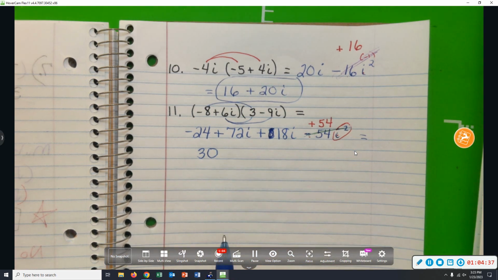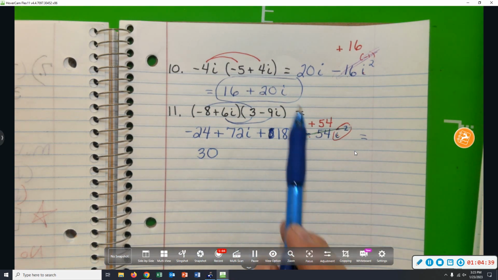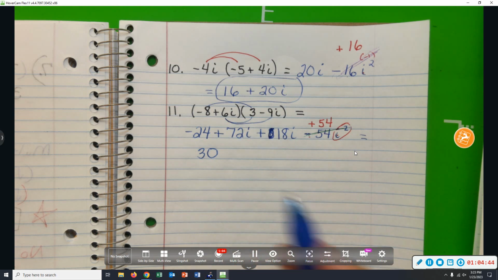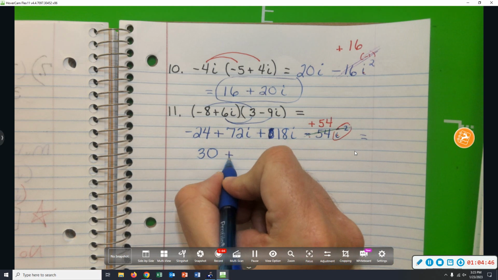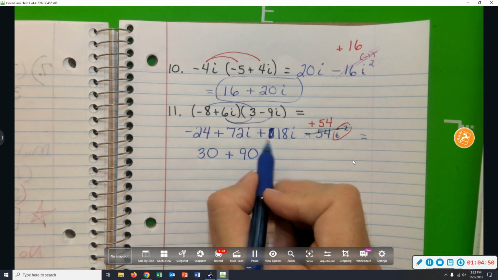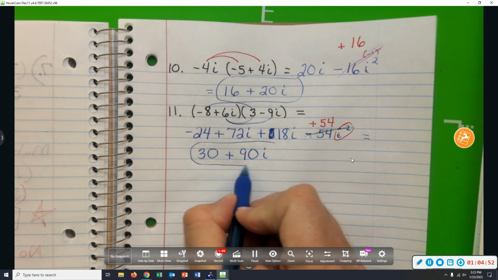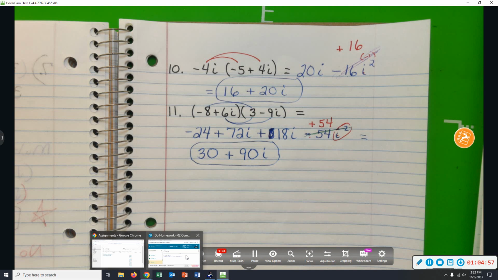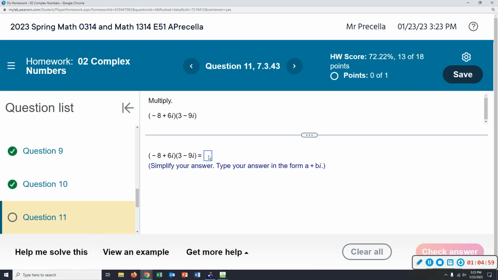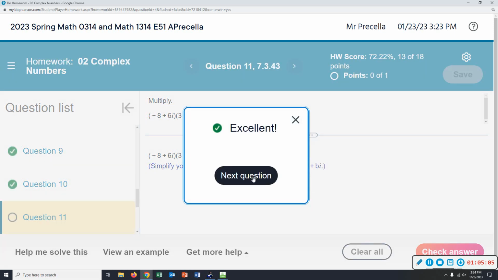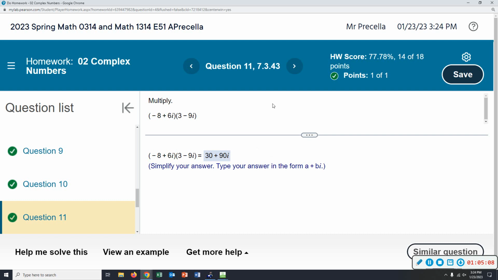Now combining the i terms, 72i plus 18i is 90i. And I just can't help it. I've got to say it. Don't add the 30 and 90. Those aren't like terms. Any questions?